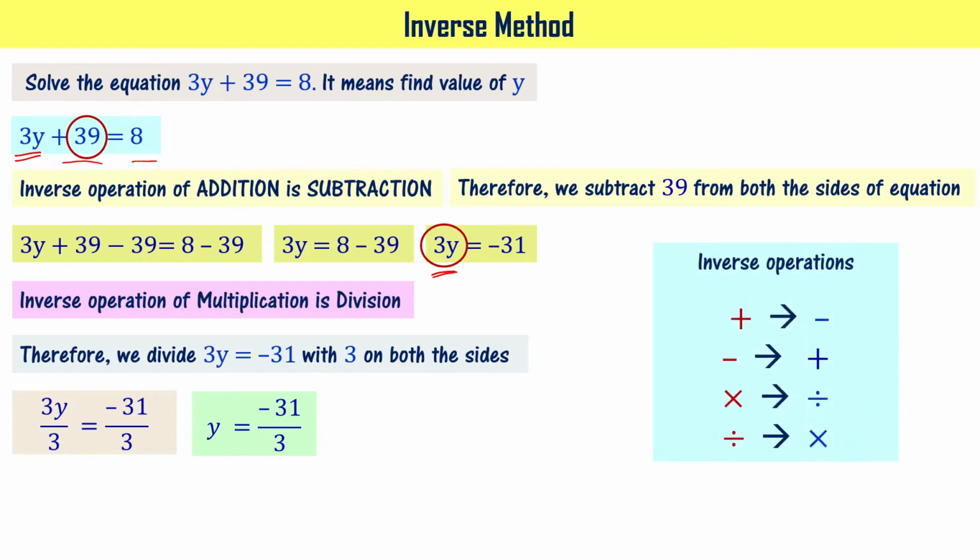And when you have addition, the inverse operation is going to be subtraction. When you have subtraction, the inverse operation is going to be addition. When you have multiplication, the inverse operation is going to be division. And when you have division, the inverse operation is going to be multiplication. Please take a note of this. This is not only the way, there is another way to solve the equation, that is called transpose method. Let's try to understand this also.